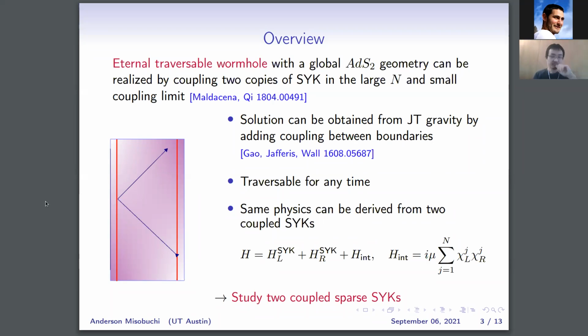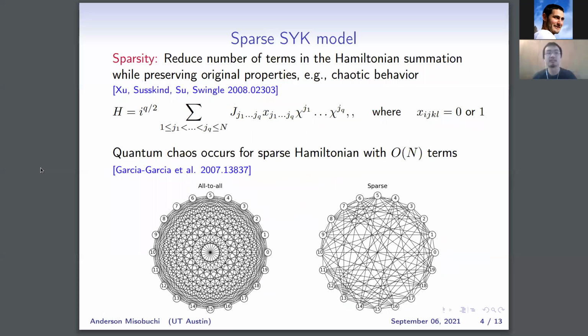we construct a wormhole that's traversable for any time. So what we want to do in this work is to see if we can study finite N corrections to this system, this eternal traversable wormhole, by making use of the sparse SYK model. That's our goal. So let me define the sparse SYK model.